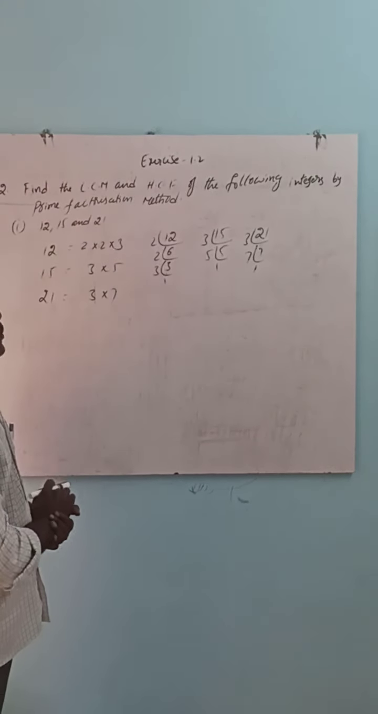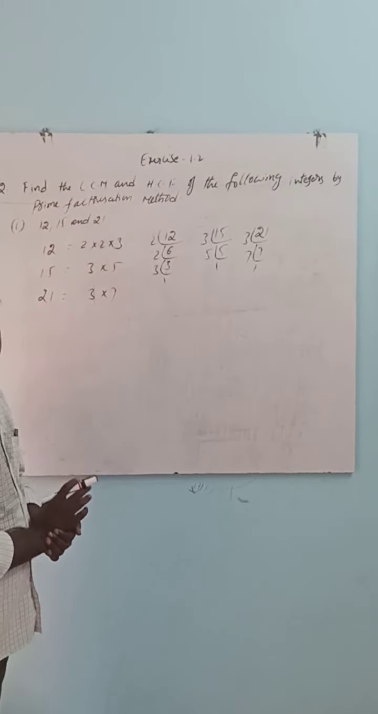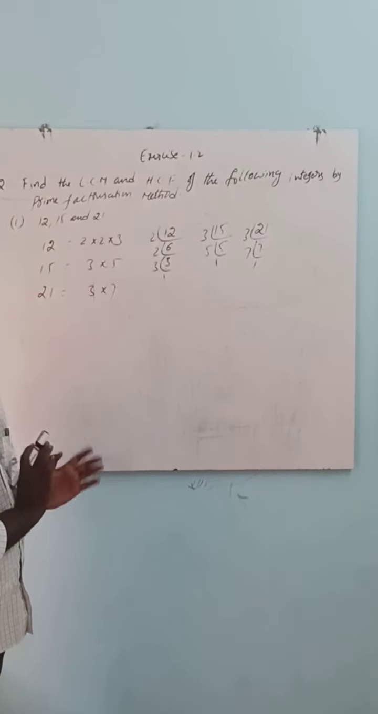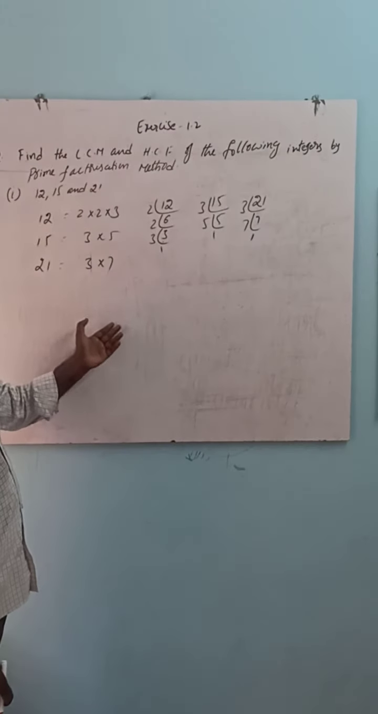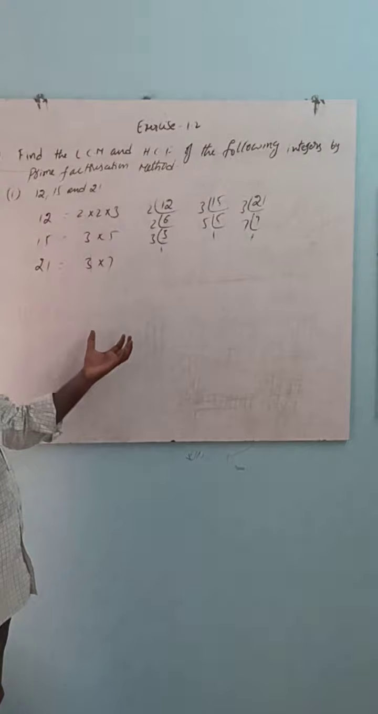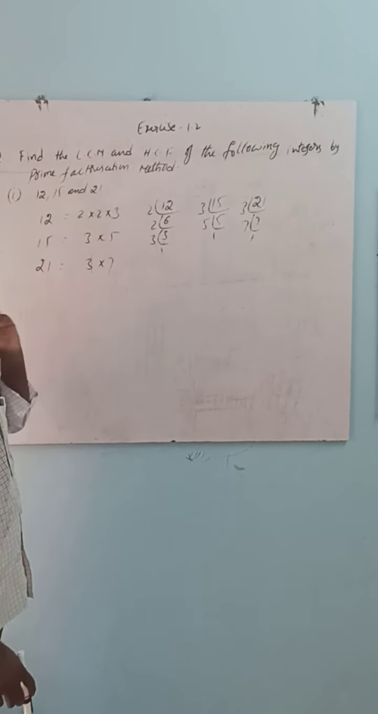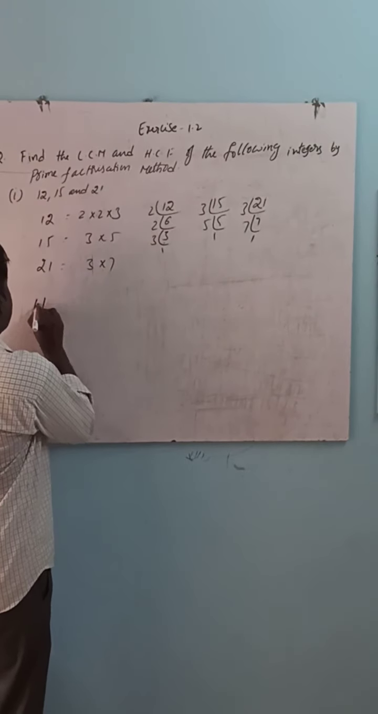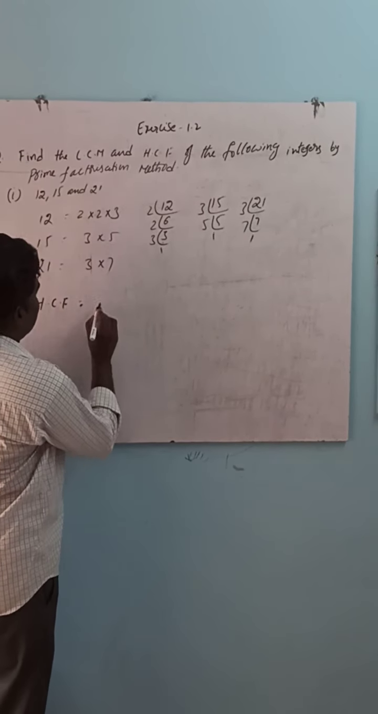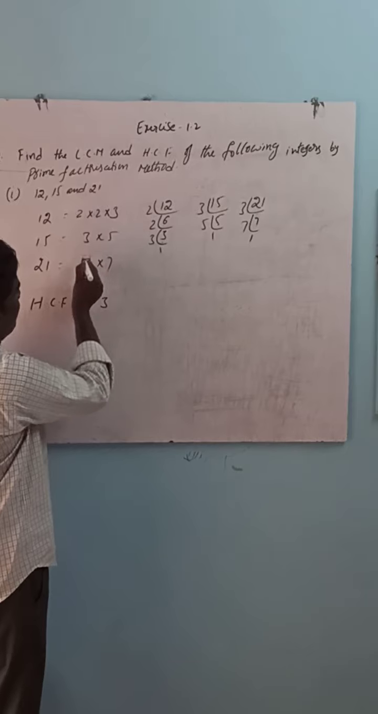Okay, next, how can we find the LCM? It is just the opposite of HCF. Take the highest multiple of all factors. HCF is the common factor, but in LCM we take all the factors. So the HCF, the least common multiple factor, is 3. Here 1 time, here 1 time, 1 time.